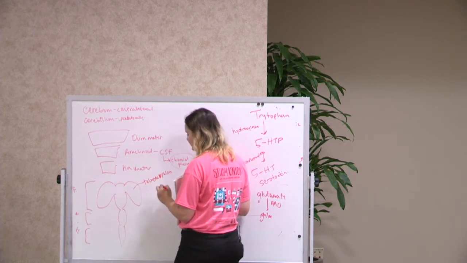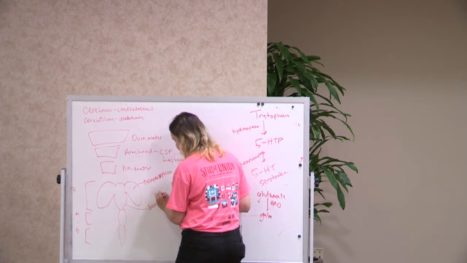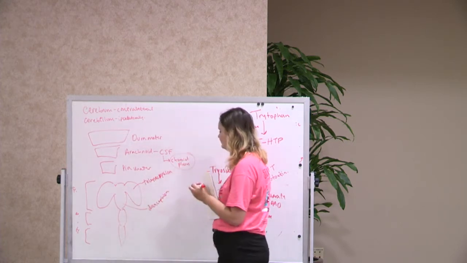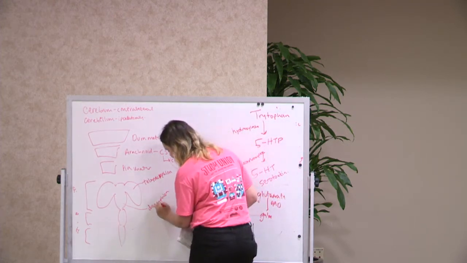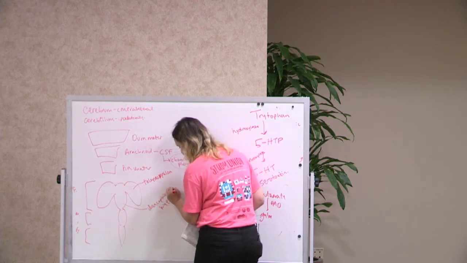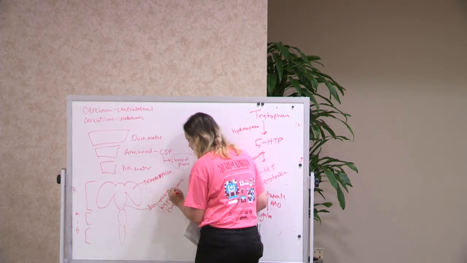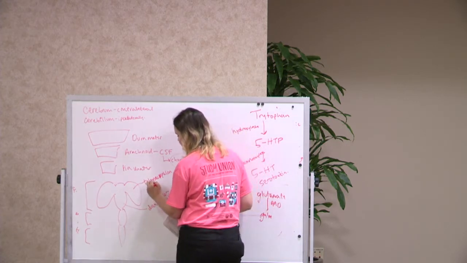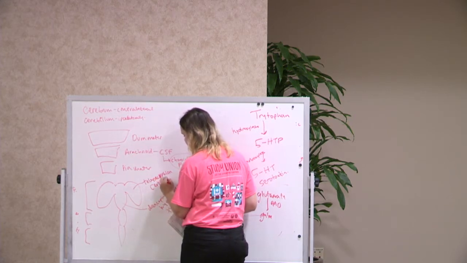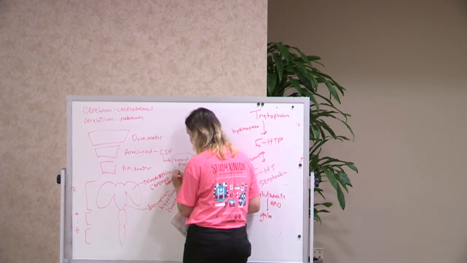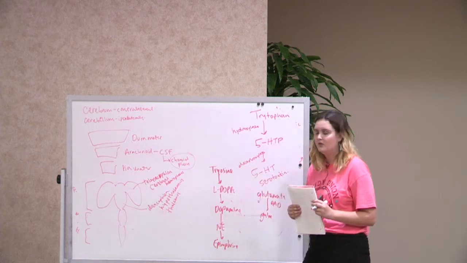And then this middle part is your diencephalon. Your diencephalon is composed of your hypothalamus and your thalamus. Your telencephalon is your two cerebral cortex or hemispheres. So far, so good? Okay.